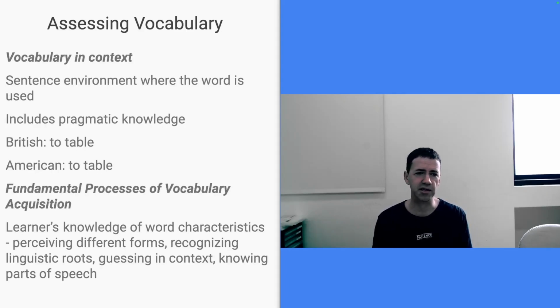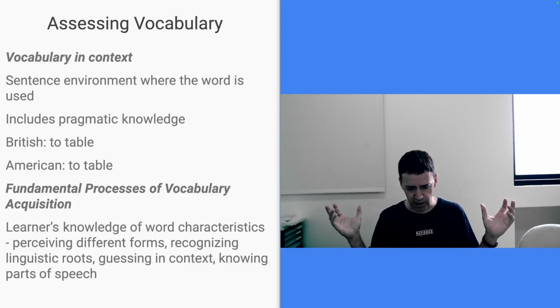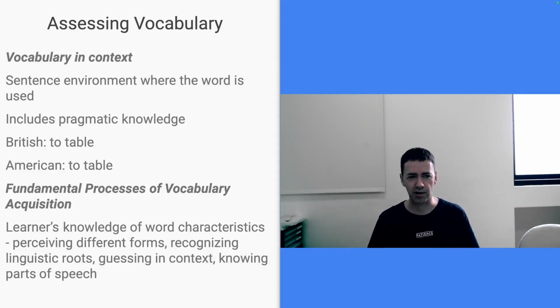Vocabulary in context is the sentence environment where the word is used, and it includes pragmatic knowledge. So here's a really good example that the book gives. We have the phrase to table something. In British English, I didn't know this actually until I read the page in the book. In Britain, to table something means to put it on the table and let's talk about it.